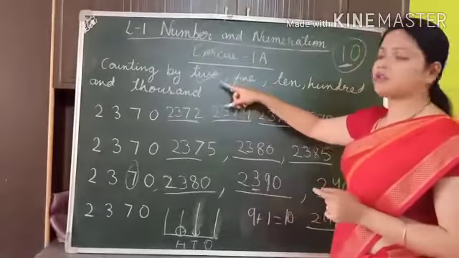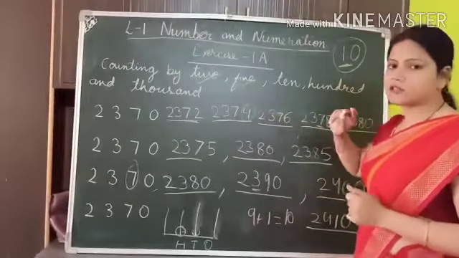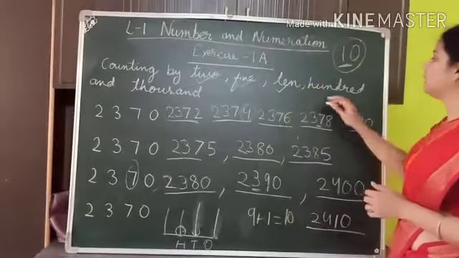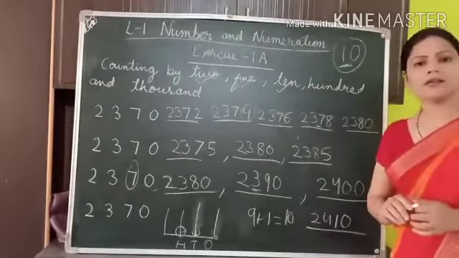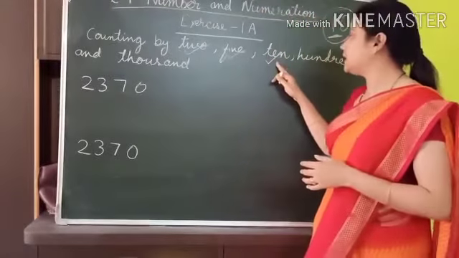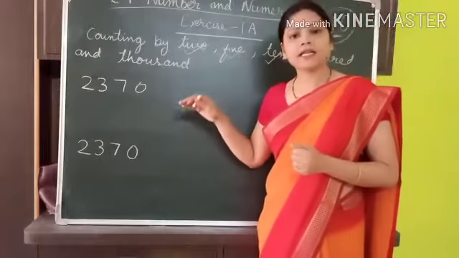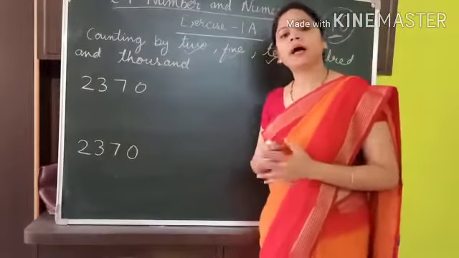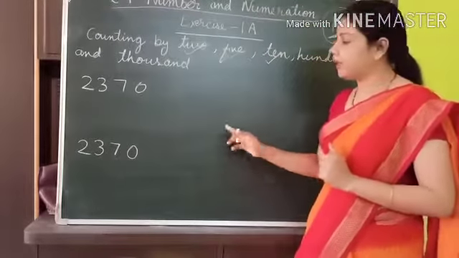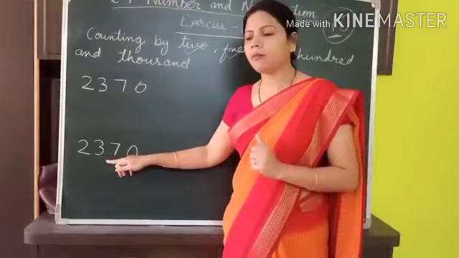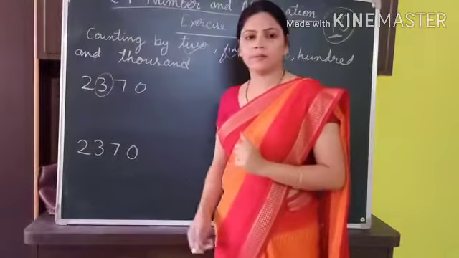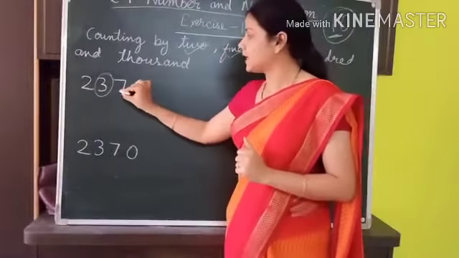Now what we have to look? 2 is clear, counting by 2. Counting by 5 is also clear. Counting by 10 also clear. Now we will look counting by 100. Now, similarly like that, we have done in counting by 10s, we have to do in counting by 100s. But we have to add one more number with that number. Which number? That is placed at 100s position. Okay. This is 1s, 10s, 100s.